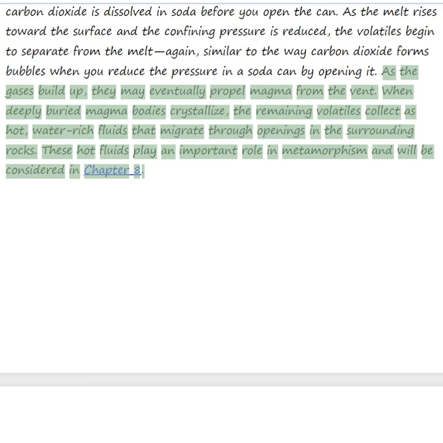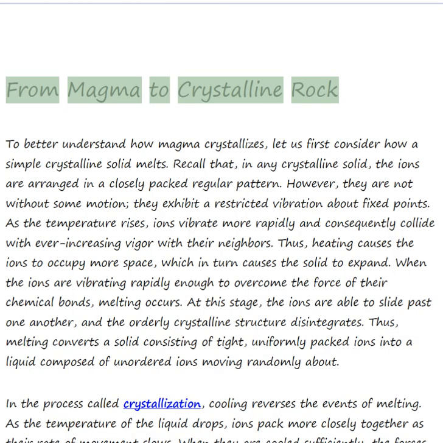When deeply buried magma bodies crystallize, the remaining volatiles collect as hot, water-rich fluids that migrate through openings in the surrounding rocks. These hot fluids play an important role in metamorphism and will be considered in Chapter 8. From magma to crystalline rock.